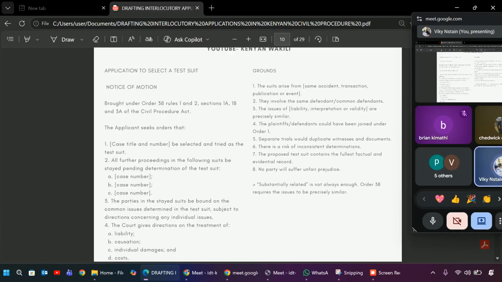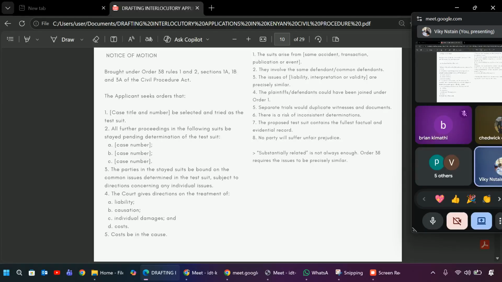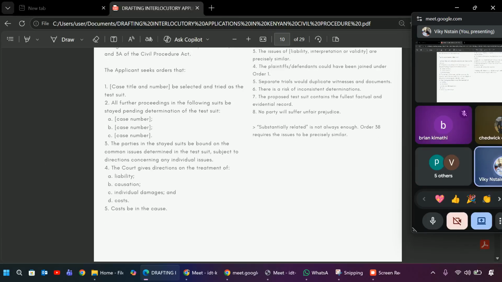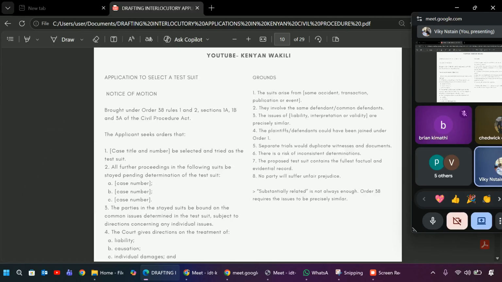Now this is brought under Order 38 Rule 1 and 2 and Sections 1A, 1B and 3A of the Civil Procedure Act. And the applicant will be seeking orders that case number and case title and number, the identified one that the factual matrix will give you, be selected and tried as the test suit, and all further proceedings in the following suits be stayed pending determination of the test suit. So you will give the list in alphabetical order, and that the parties in the stayed suits be bound on the common issue determined in the test suit, subject to direction concerning any individual issues, and that the court gives direction on the treatment of liability, causation, individual damages, and even costs, and costs being the cause.